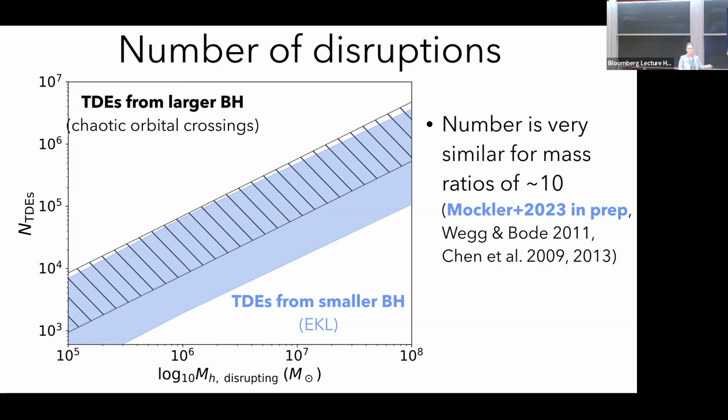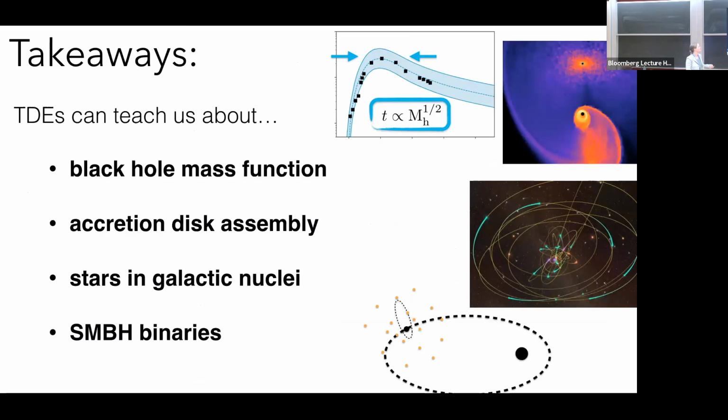And right about at 45, I'll leave you with my takeaways. So TDEs can teach us about a lot of different parts of the galactic nucleus, both about what's happening at the scale of the black hole, but also hopefully about the stars and potentially about the merger history if we can look at binaries as well.